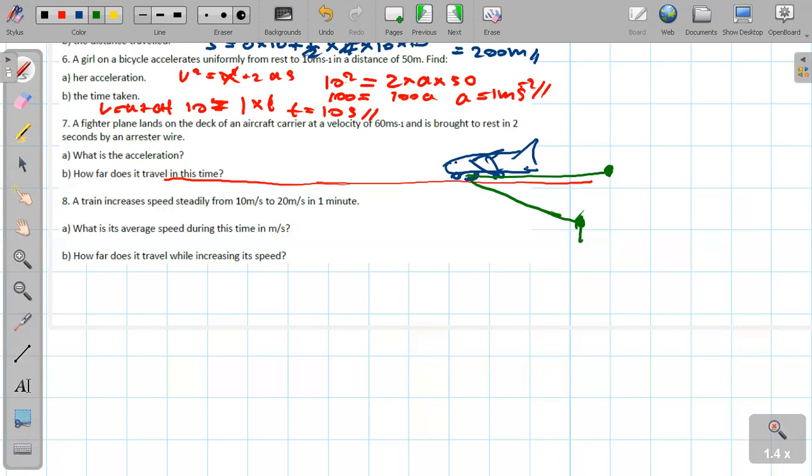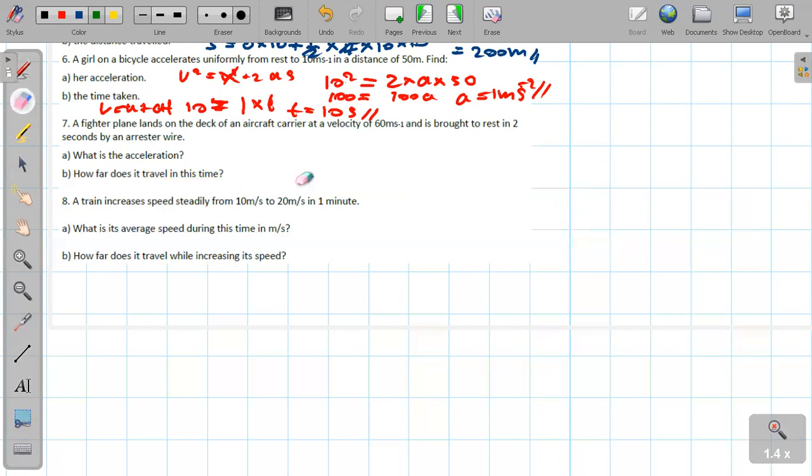So after this class, just watch a video on YouTube by searching for aeroplane arrestor wire. Then you will see it and understand everything. But to understand physics, you have to see the surroundings and your nature with your open eyes. Watch it, okay.